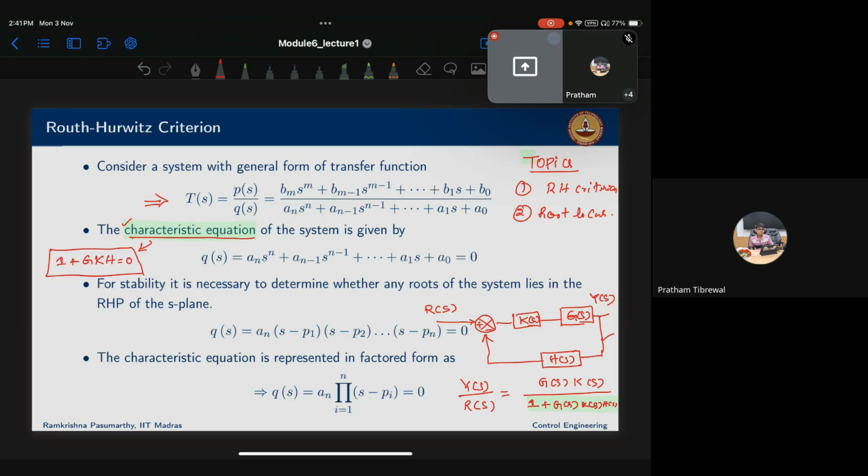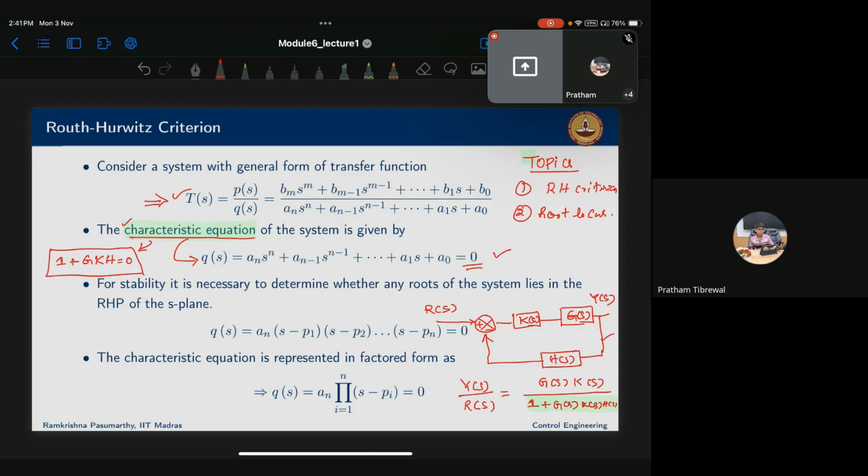In general, the transfer function might look like this, where we have a numerator as well as a denominator. Characteristic equation means taking the denominator equal to 0. The expression is in terms of powers of s. That is the first part, the characteristic equation. I hope you have no doubts in calculating the characteristic equation of closed loop systems.